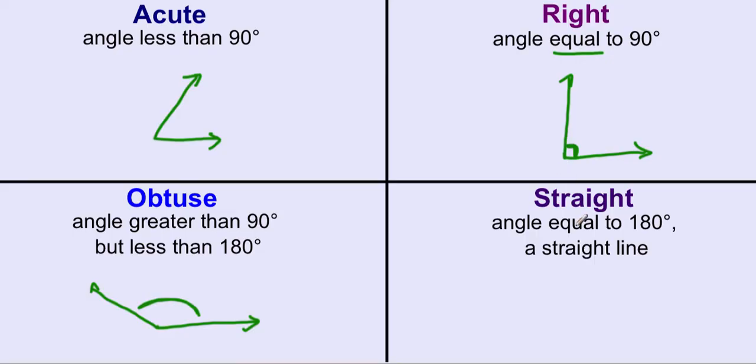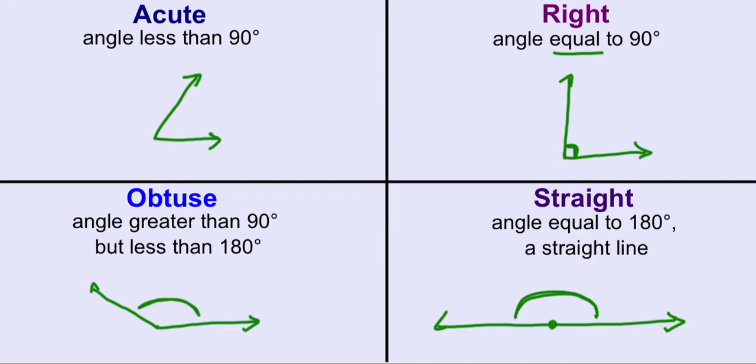And then we have a straight angle. Angle that's equal to 180 degrees. Basically think of it as a straight line. So one side goes this way, the other side goes exactly in the opposite direction. So it's this big, wide open angle that's equal to 180 degrees, or a straight line.